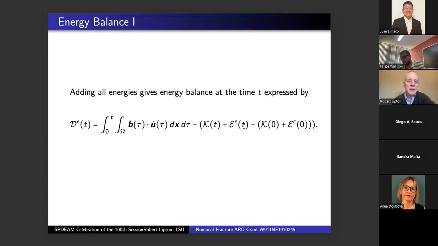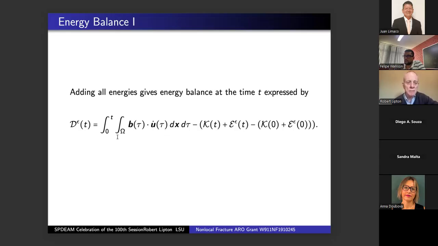And adding all the energies gives the energy balance. Okay, so we have the energy balance. Now what I'd like to do is go back. So this is what we have. This is very nice. We got this from our equation of motion.